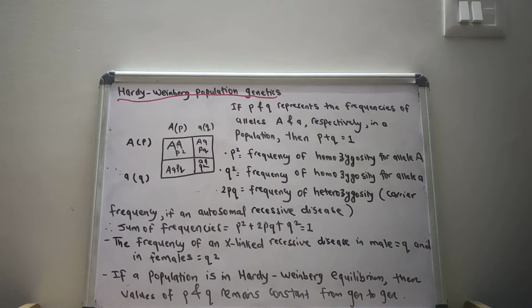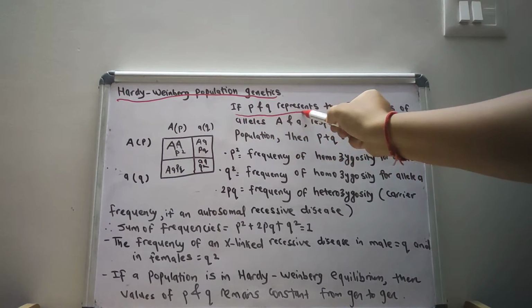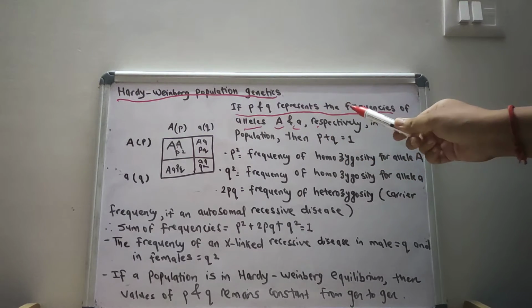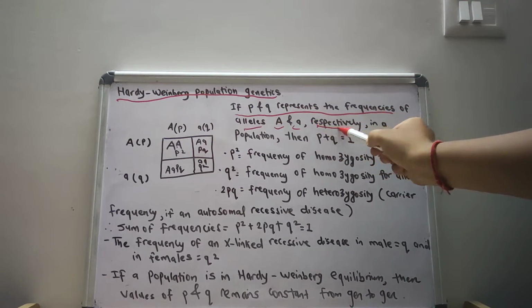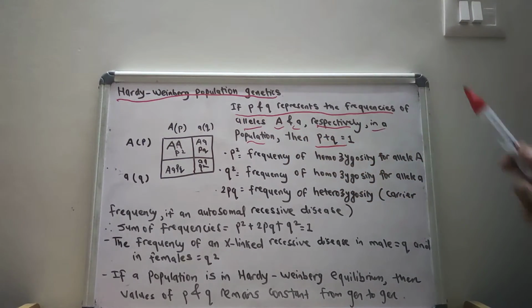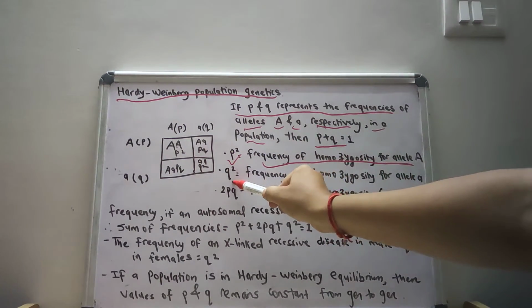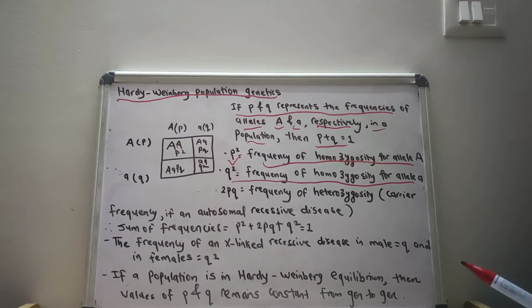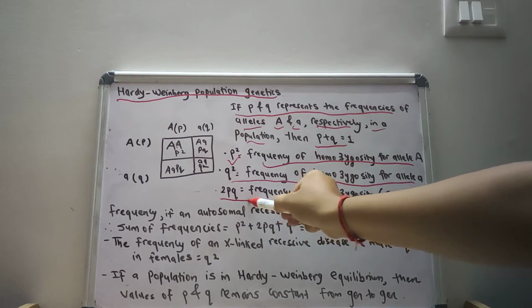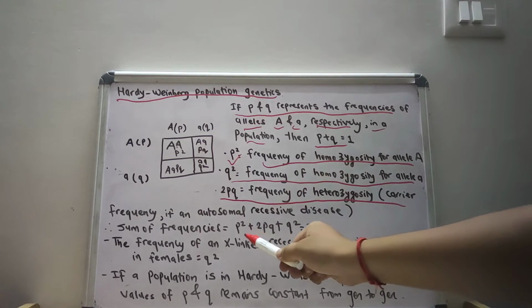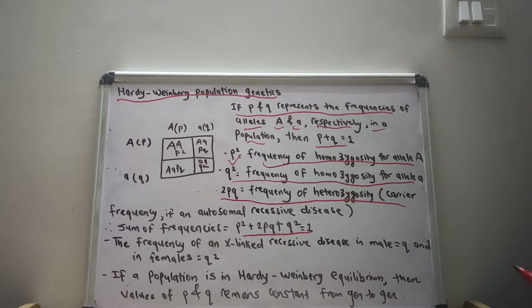So what it is representing is that if P and Q represent the frequency of the alleles capital A and small a respectively in a population, then P plus Q is equal to 1. P square is the frequency of homozygosity for allele A. Q squared represents the frequency of homozygosity for allele small a. The 2pq represents the frequency of heterozygosity, the carrier frequency if it is an autosomal recessive disease. So the sum of the frequencies becomes p square plus 2pq plus q square is equal to 1.